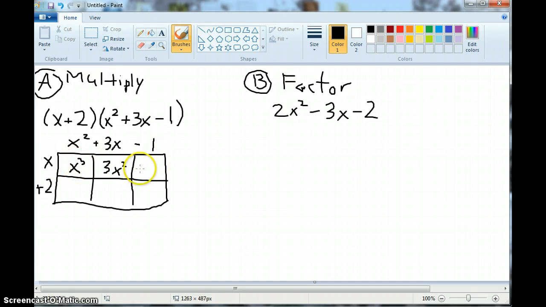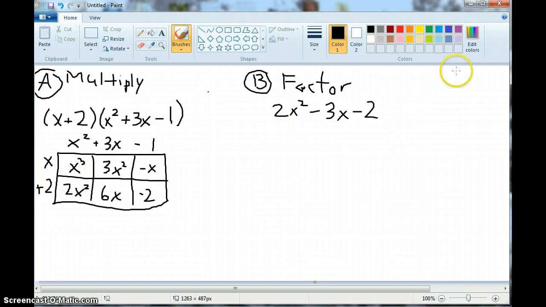x times negative 1 gives me negative x. x squared times 2 gives me 2x squared. And 2 times 3x gives me 6x. And 2 times negative 1 gives me negative 2. So I have the area of each individual rectangle within this giant rectangle. So I'm going to go ahead and add everything on the inside together.